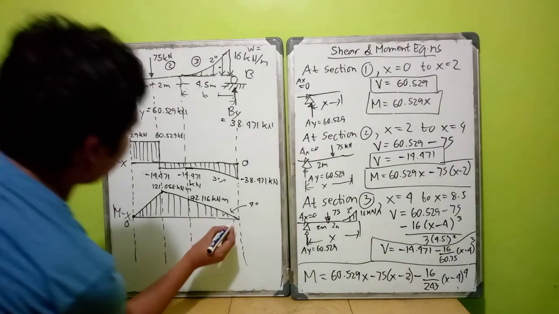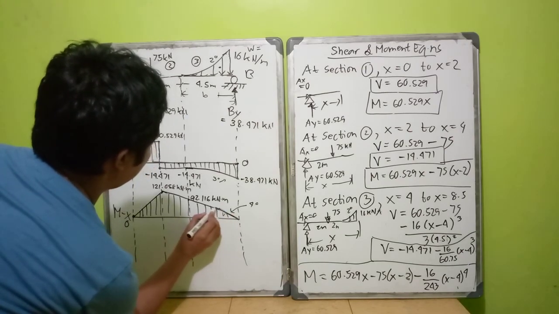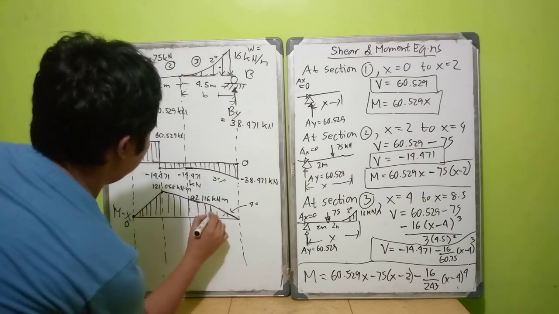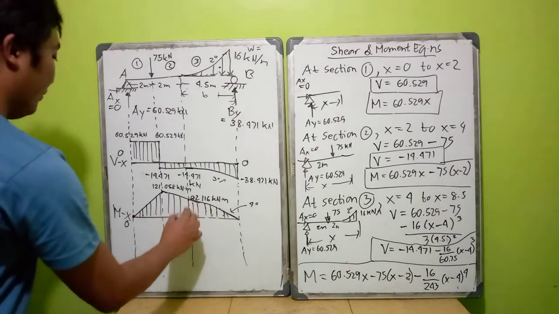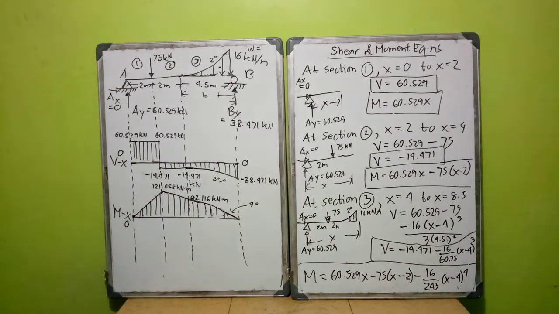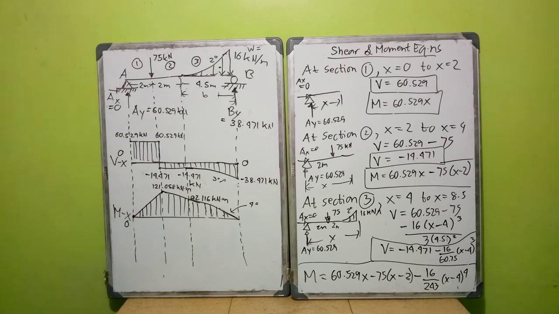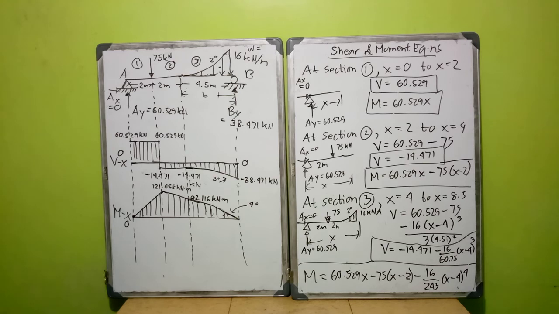So this 4th-degree curve would be better like that. This is how we construct our shear and moment diagrams.